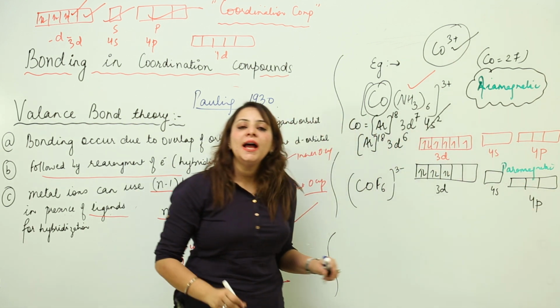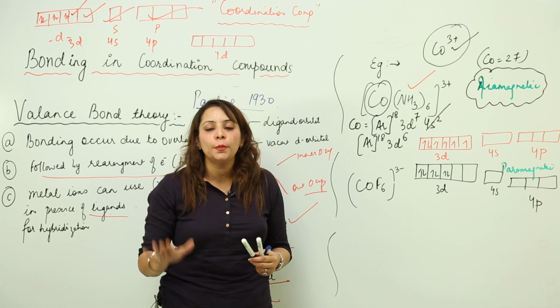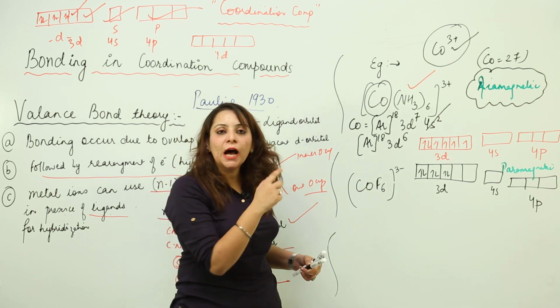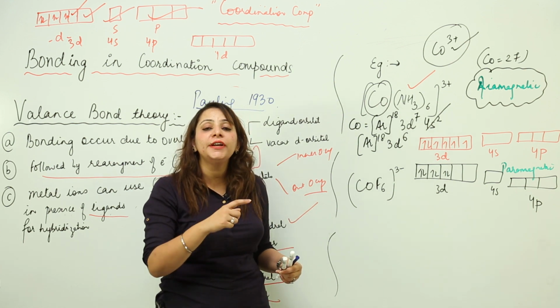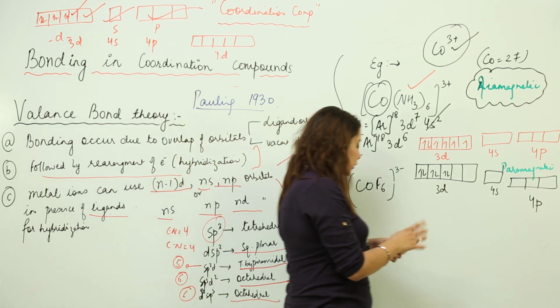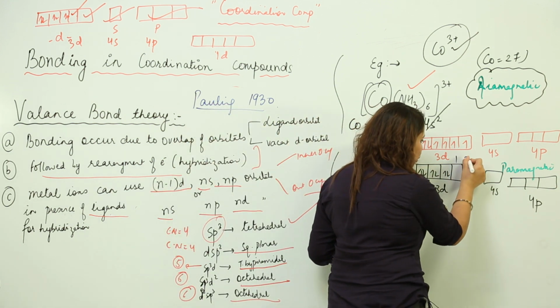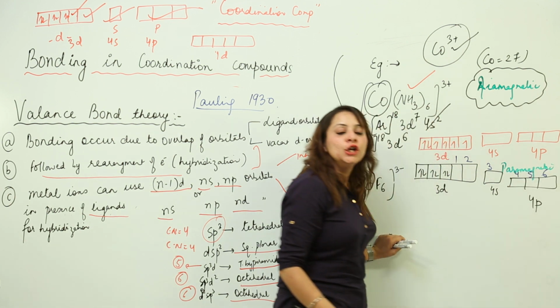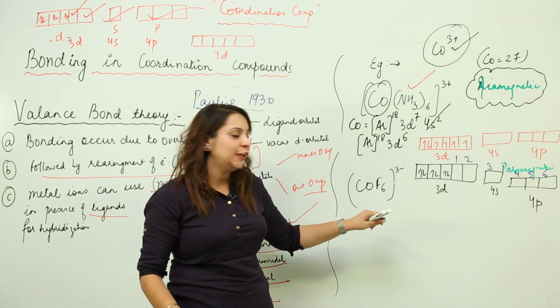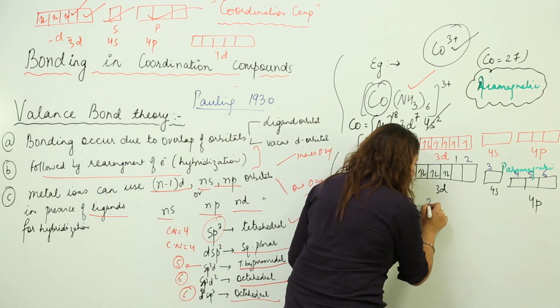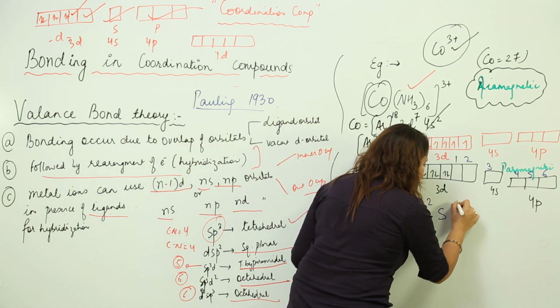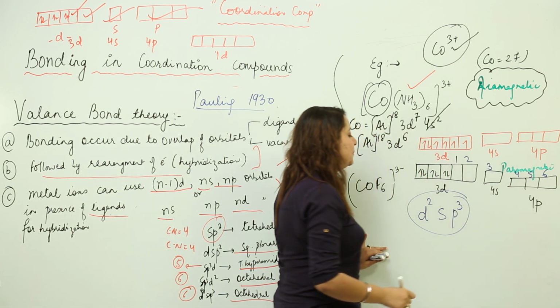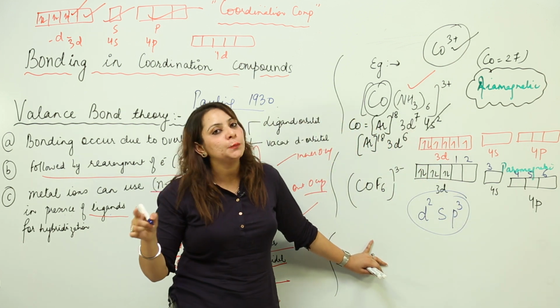Right. Now I have to make available 6 vacant orbitals to the ligands. So let us count how many vacant orbitals there are which we can make available to the ligands. So it is 1, 2, 3, 4, 5 and 6. So what orbitals is it actually using? It is using d2, 1s and 3p. So obviously the hybridization is going to be d2sp3.